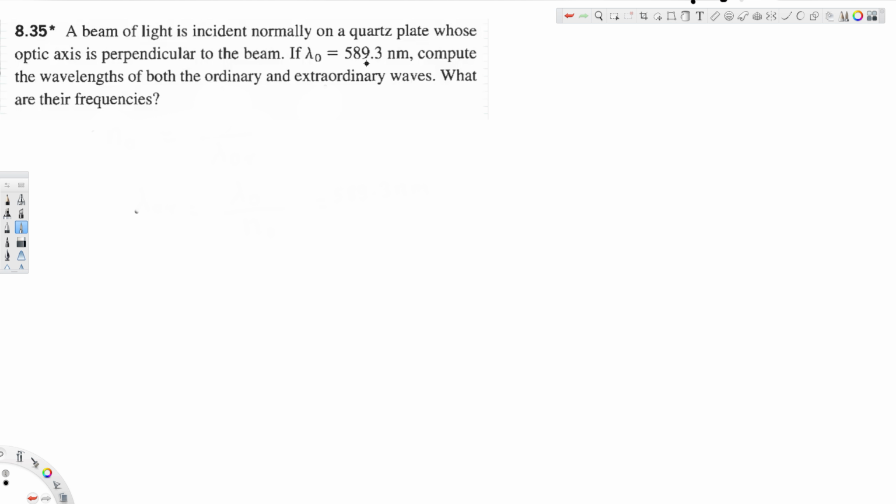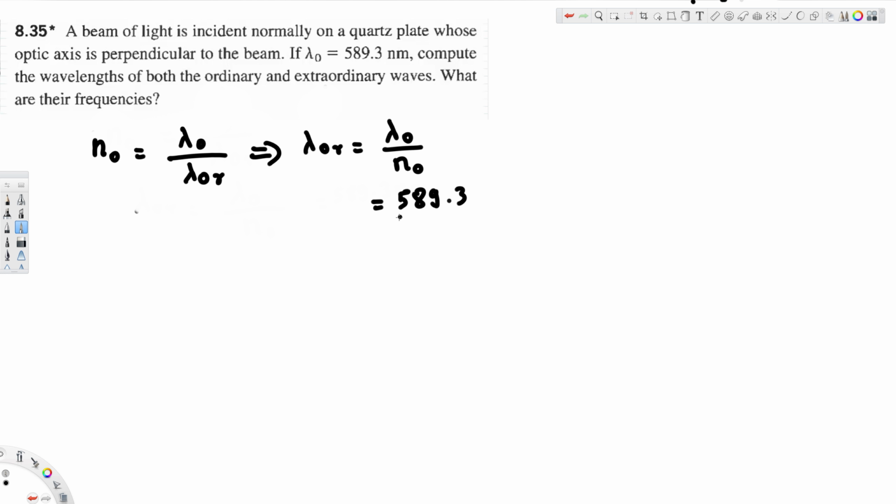That's equivalent to 589.3. And also, if you remember, for ordinary we can use this equation: the index of refraction for ordinary, n_o, is equal to lambda naught divided by lambda ordinary. From this we can find lambda ordinary. If we rearrange this equation, lambda ordinary is equal to lambda naught divided by n_o. And here we have lambda naught available, that is 589.3 divided by the index of refraction at this wavelength.